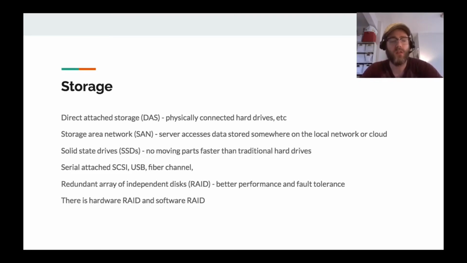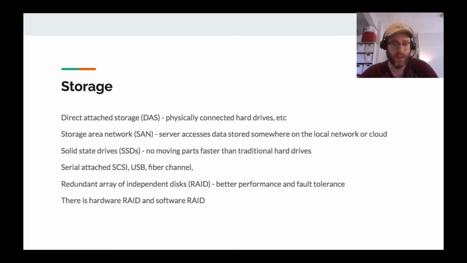Storage, different kinds of storage. You have direct attached storage, which is literally plugging in a hard drive, physically connected. Storage area network, a SAN, is when you are storing data on a network and accessing it over the network. Then you have different kinds of drives, like solid-state drives. They're going to be faster than your traditional magnetic hard drives because they don't have any moving parts. You're going to have SCSI drives, USB, fiber channel. These are all different ways of doing storage.